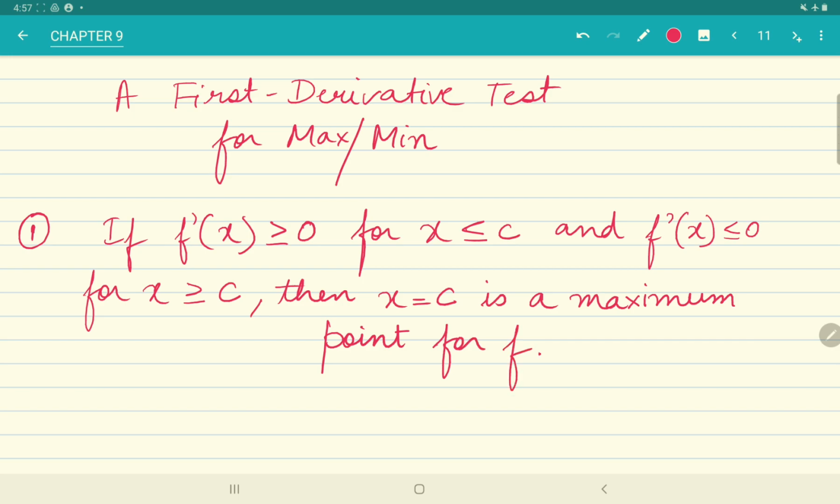Because if f prime x is greater than or equal to 0 for x less than c, that means the function is increasing to the left of c and it is decreasing to the right of c. And that just means that x is equal to c would be the maximum point for f.